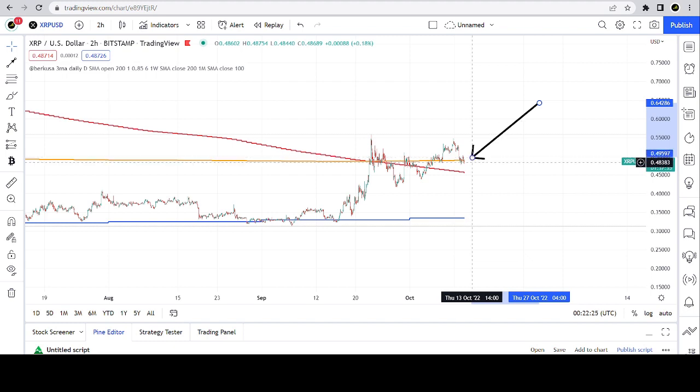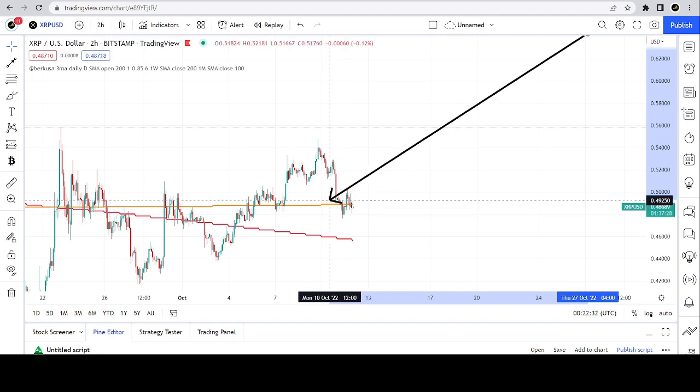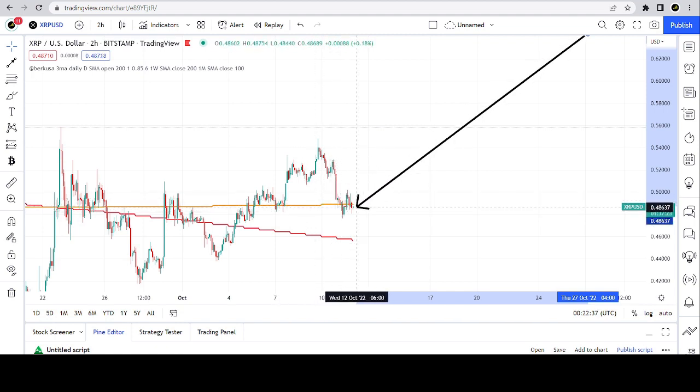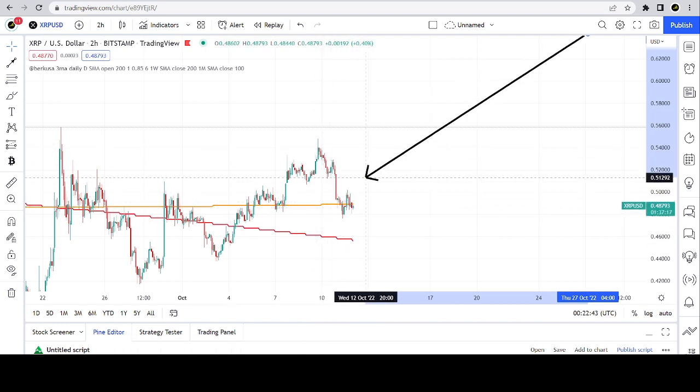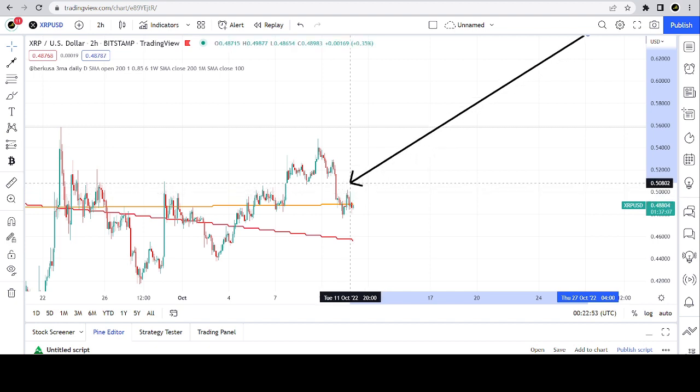And as you can see, let's zoom in here a little bit, price fell below this 200-week moving average and is currently sitting below it. So looking at this, there is some reason for concern. Let's remove these moving averages and zoom out again.